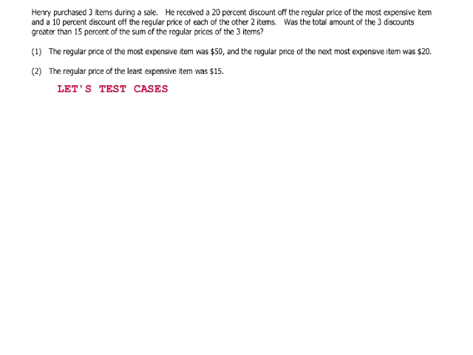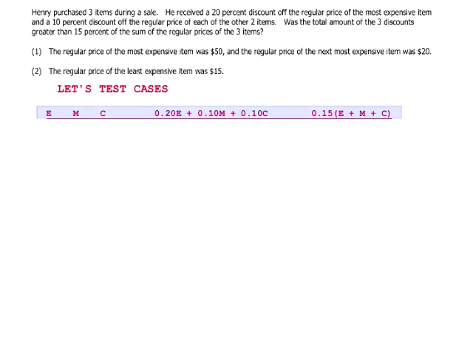So the question is basically, we have an expensive price, we have a medium price, we have a cheap price, and then we have 20% of that plus 10% of that plus 10% of this. And the thing that we're comparing that against is 15% of the price of all of them. Okay. And making columns like this is a very good generic way to set up any testing cases at all.